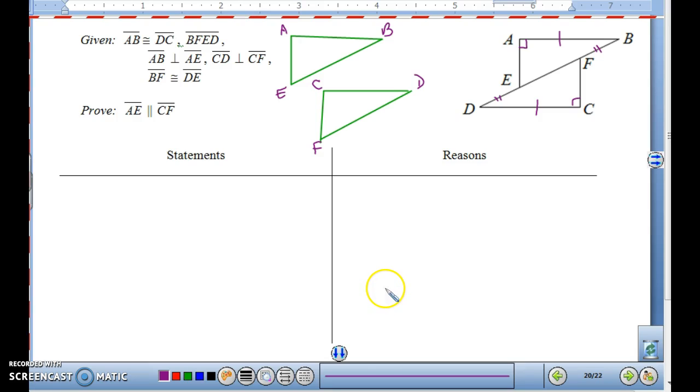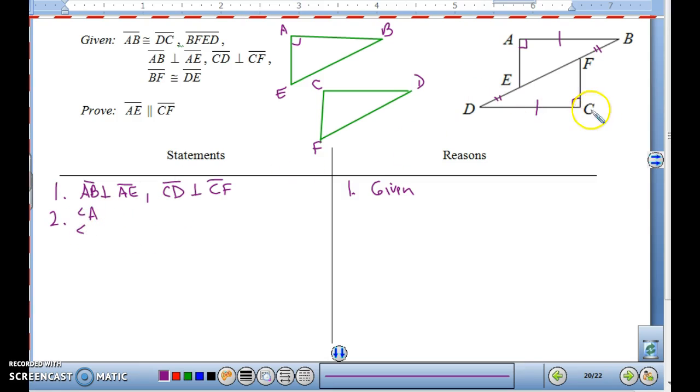Okay, now, I know this is going to be hypotenuse leg. So, first thing I have to prove is that I have a right triangle. What's going to prove that I have a right triangle is the perpendiculars. So I'm going to start with those. AB is perpendicular to AE, and CD is perpendicular to CF. That's given.